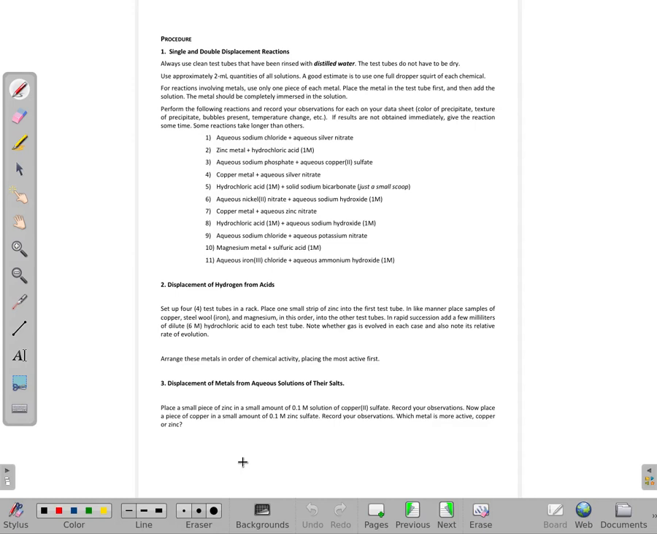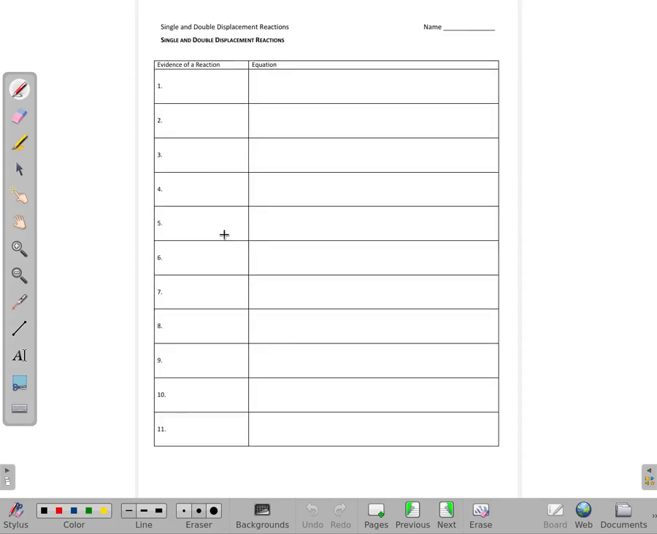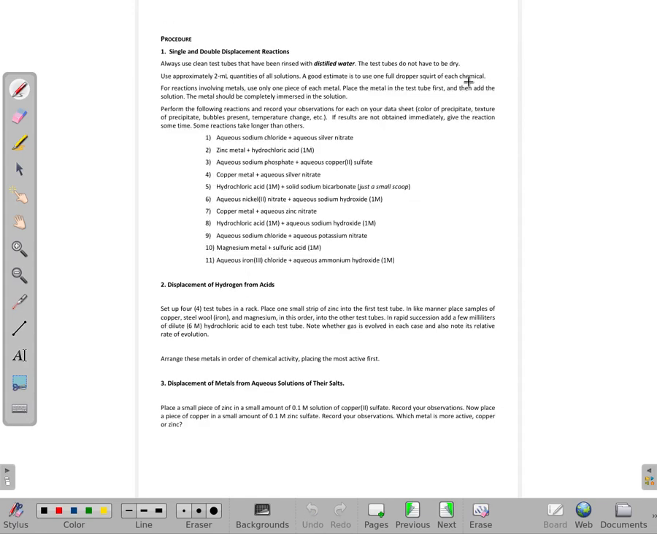But before we do that, on that part A with the single and double displacement reactions, we're going to go ahead and complete this table ahead of time. Now, we're not going to be able to do any of the evidence of reaction. We're just going to try to predict our equations based on what we know about our solubility rules. All right, so what I mean by that, let's look at what this first reaction is. It is sodium chloride mixed with silver nitrate.